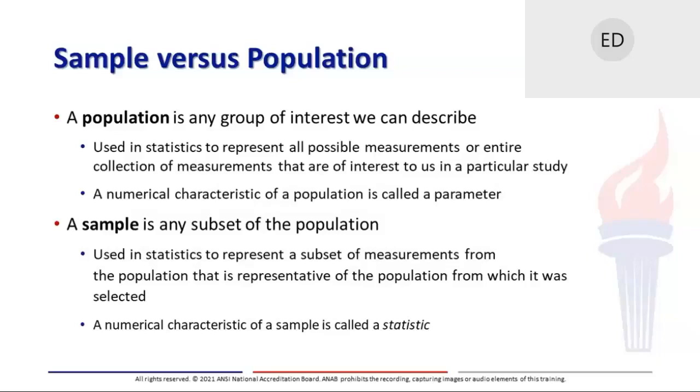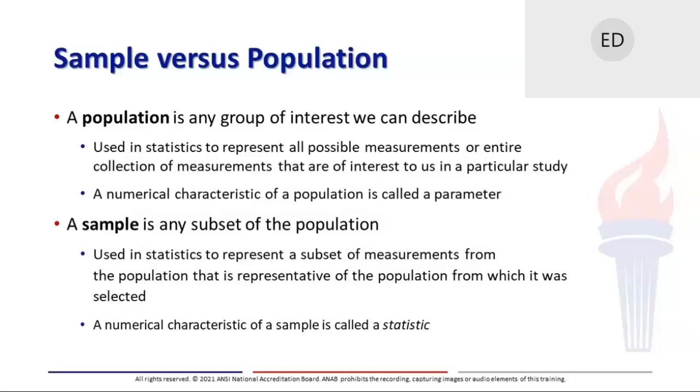We often don't have the luxury of measuring all the components in the population, so we're most often having to select a sample of that population, and that numerical characteristic that is associated with that sample that we select is called a statistic. So it represents the population.